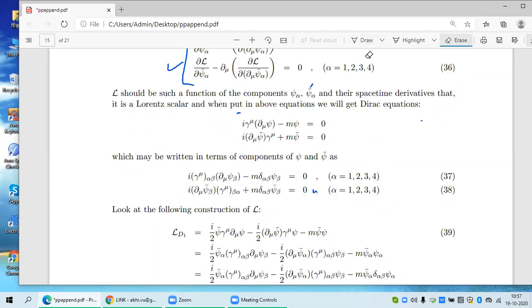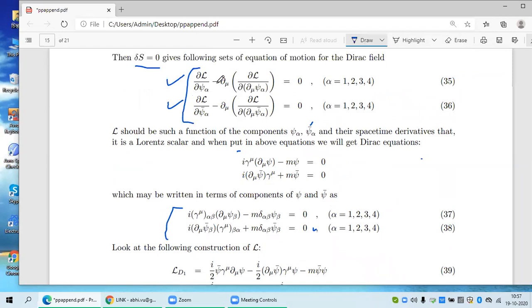So up to this point, everything is clear. Basically, I broke down the Dirac equation in terms of components. These are the Dirac equation for psi and psi bar in terms of components, and these are the Euler-Lagrange equations in terms of psi and psi bar in terms of components. Now I want to find L such that when put here, we will get these equations. Clear? Now you have to guess what can be the form of L.